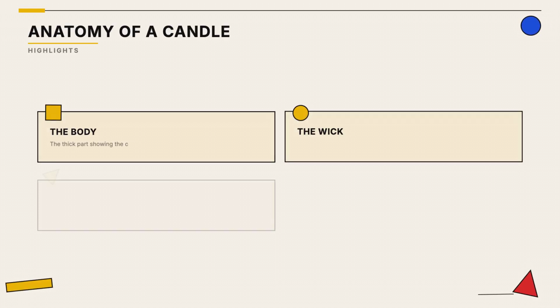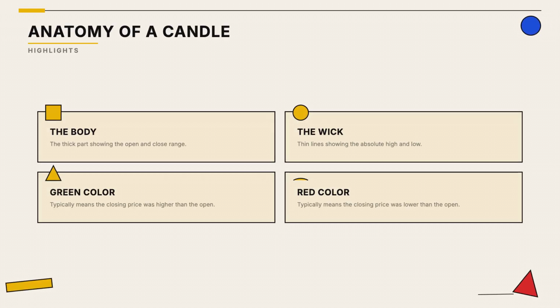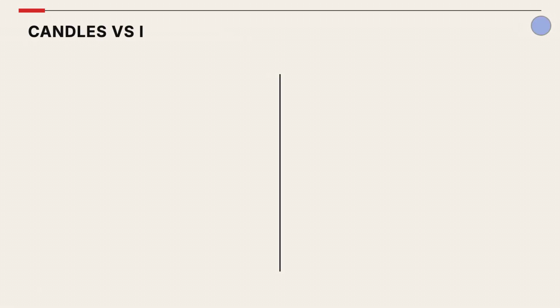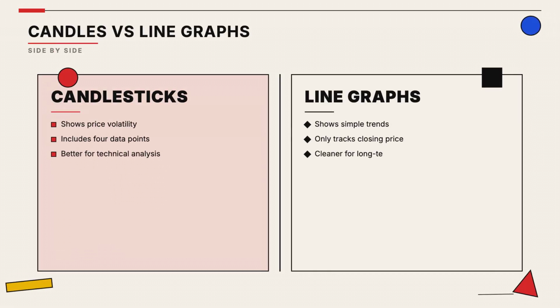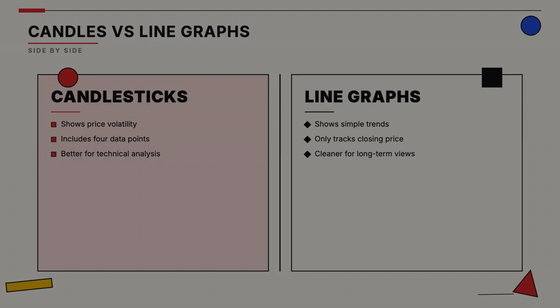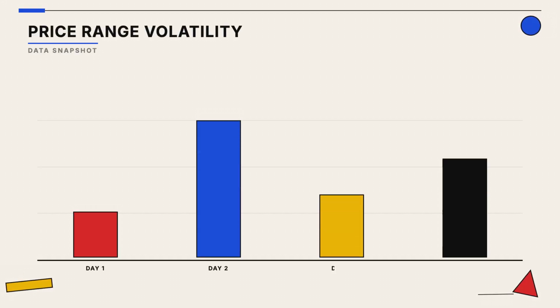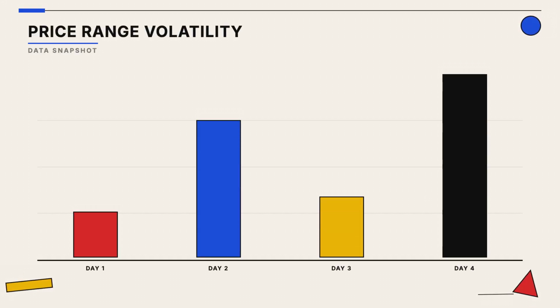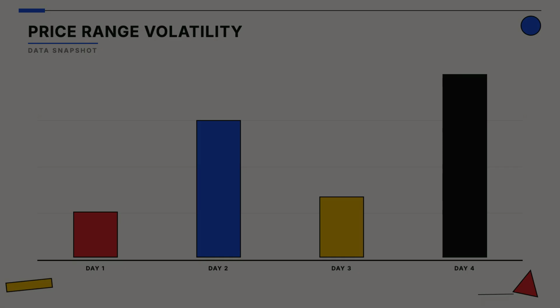The body colors tell you if the price ended higher or lower than where it started, while the wicks show the extremes. While line graphs are great for seeing a simple trend, candlesticks reveal the actual volatility that occurred within each time frame. The size of the candle body and the length of the wicks help investors see how much indecision or strength is in the market.